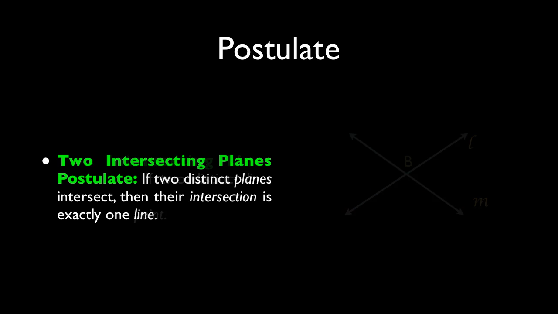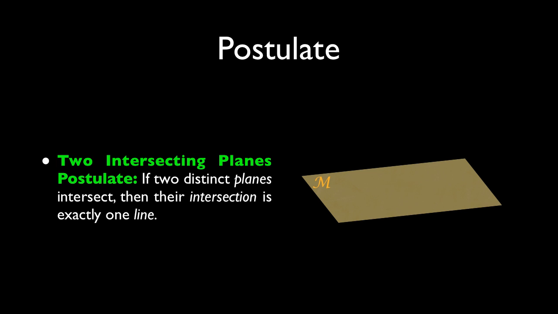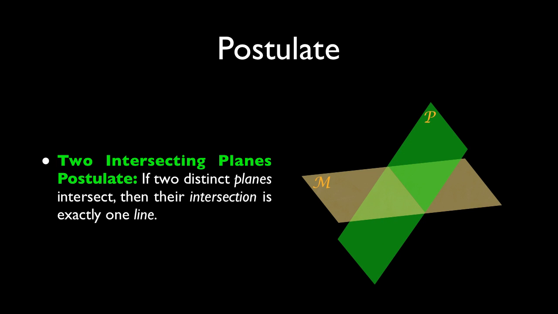And our third postulate is the 2 intersecting planes postulate. If 2 different planes intersect, then their intersection is exactly one line. And we see examples of this every day. Here is what it would look like mathematically, with line F being the intersection of planes M and P. But in buildings, we see 2 walls come together, and what we call a corner is actually a line. So we see 2 planes intersecting in real life every day.